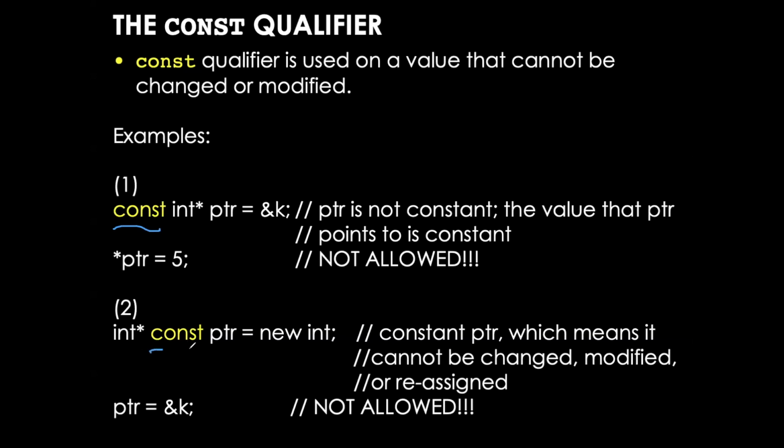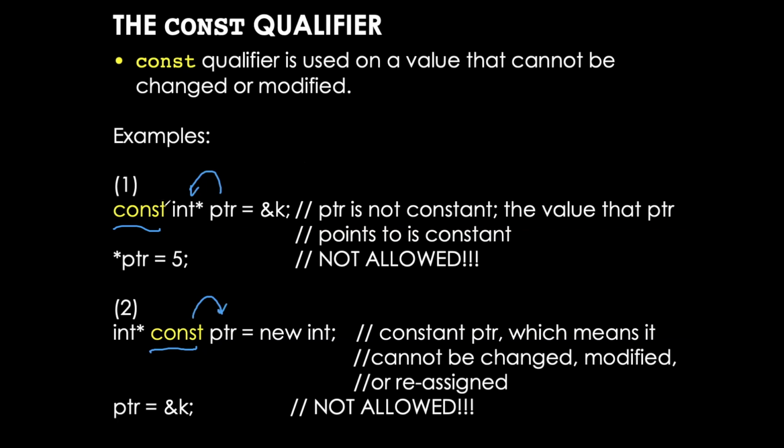Let's say you have these two examples here. The first example illustrates const being in front of the value that this pointer points to. So this means that the value that this pointer points to is a constant. Now, if you place this const keyword in front of the pointer, this means that the pointer itself is constant. These are two different things.